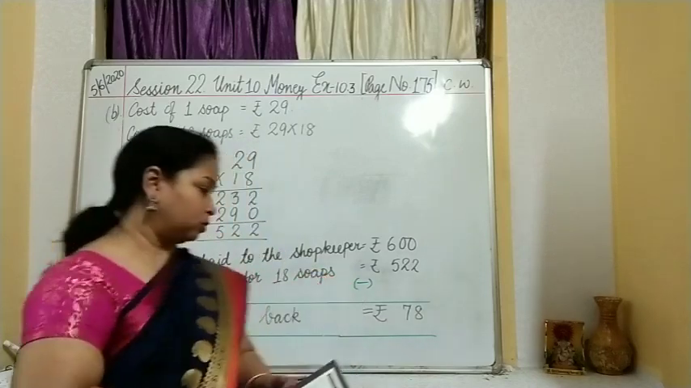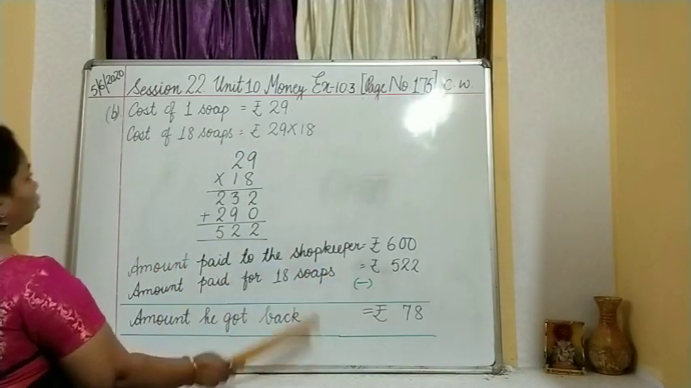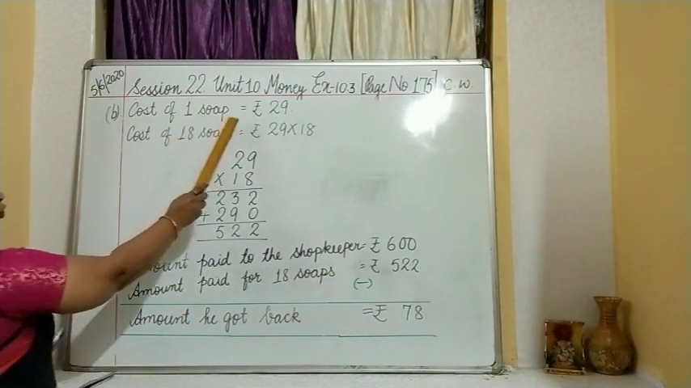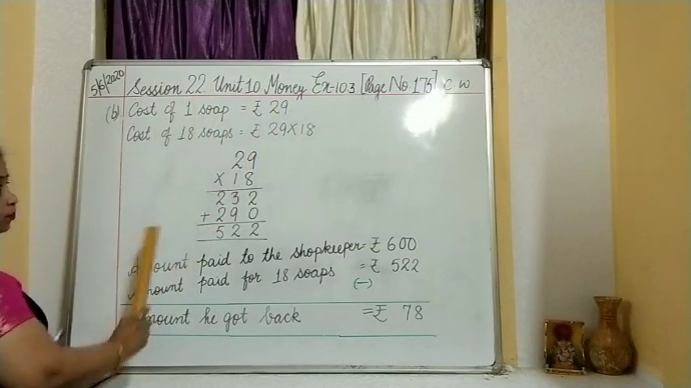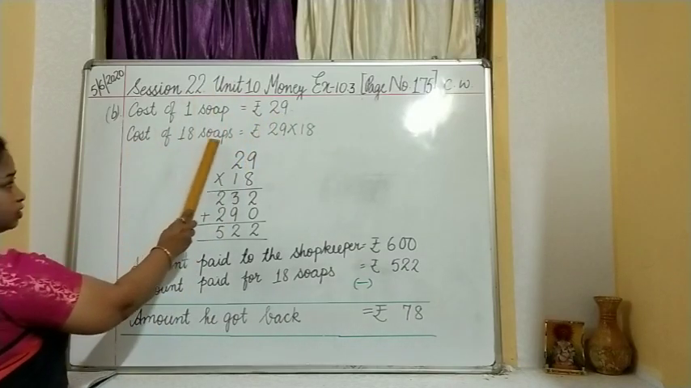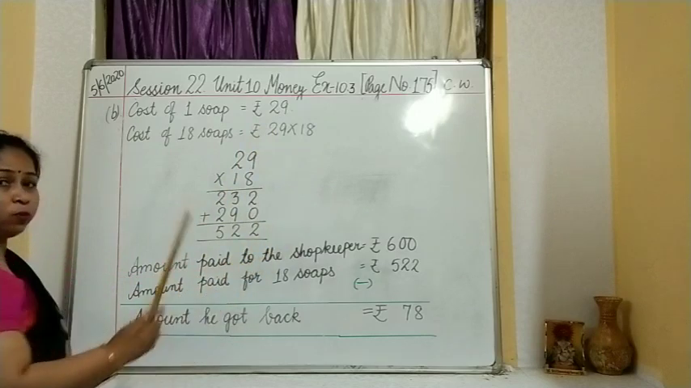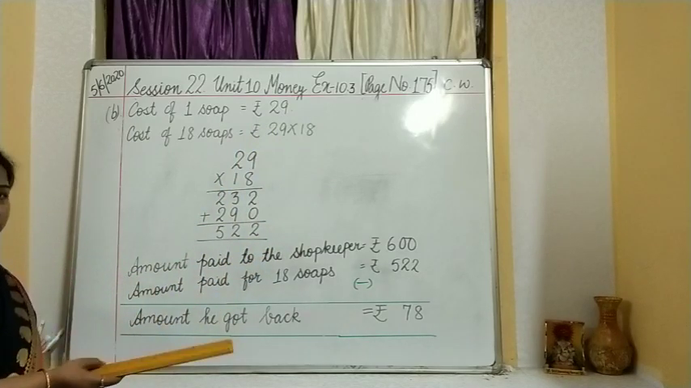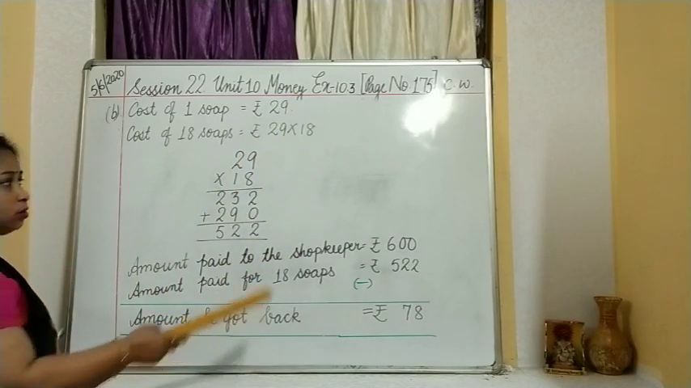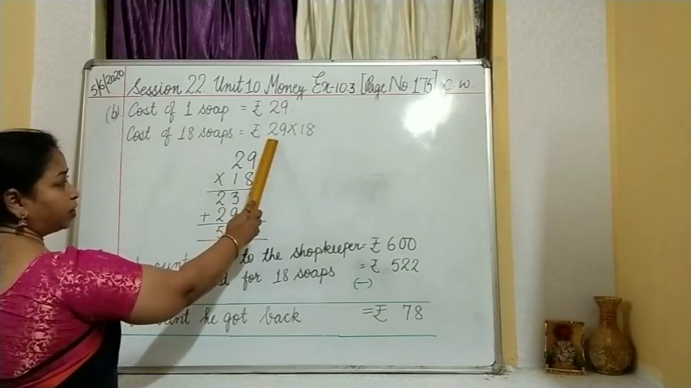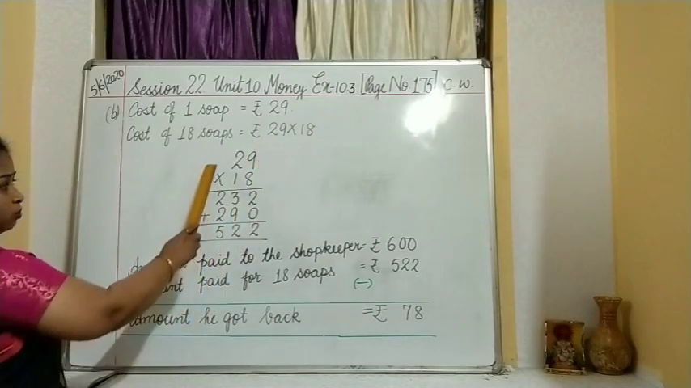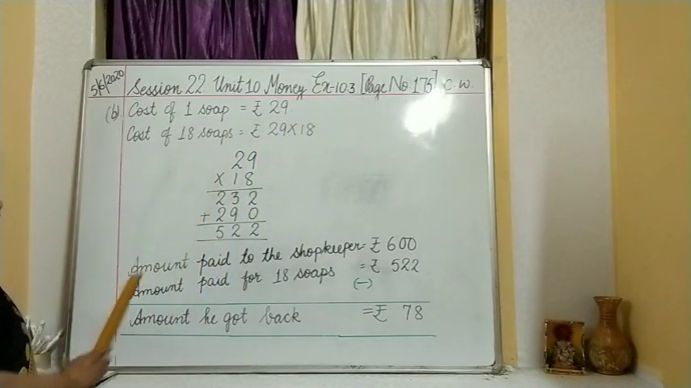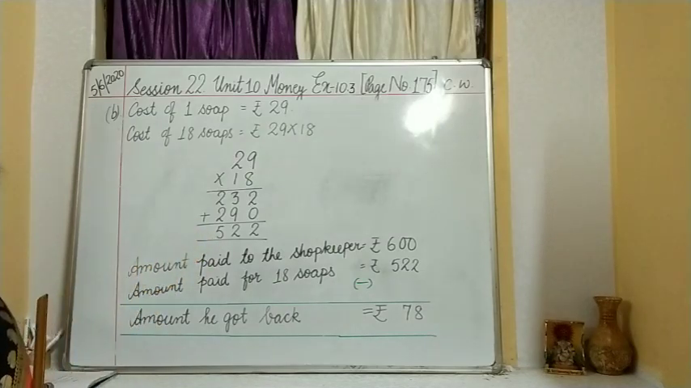Okay. So the statement goes like this: cost of one soap is rupees 29. Cost of 18 soaps, what will you do? One is given and many is asked. What will you do? Which operation? Multiplication. So we multiply 29 and 18. So multiply this 29 and 18, you will get 522.